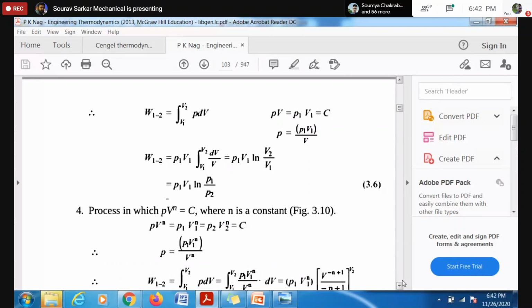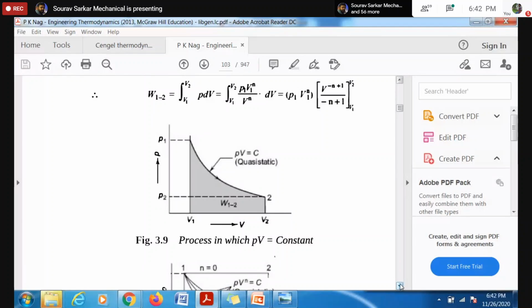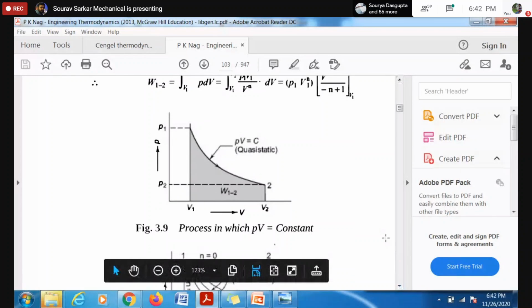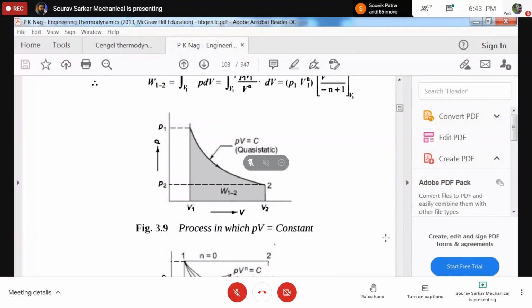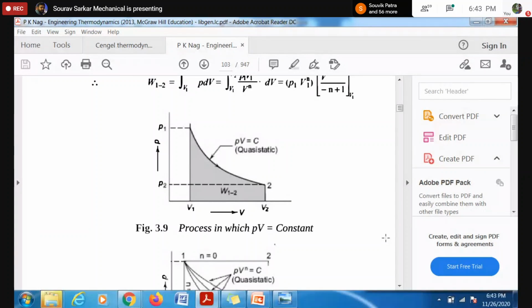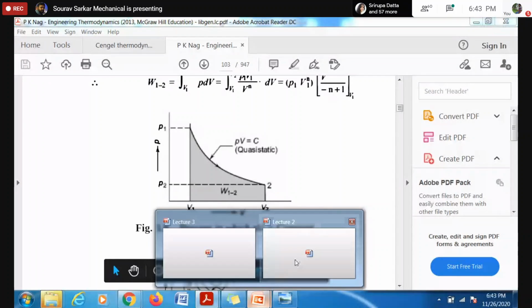I have a question. Yeah. In a polytropic process, the work done, is it a path function? Every kind of work done is a path function. The path is basically denoted by the value of n. I'm just showing one diagram. It will be much easier for you.